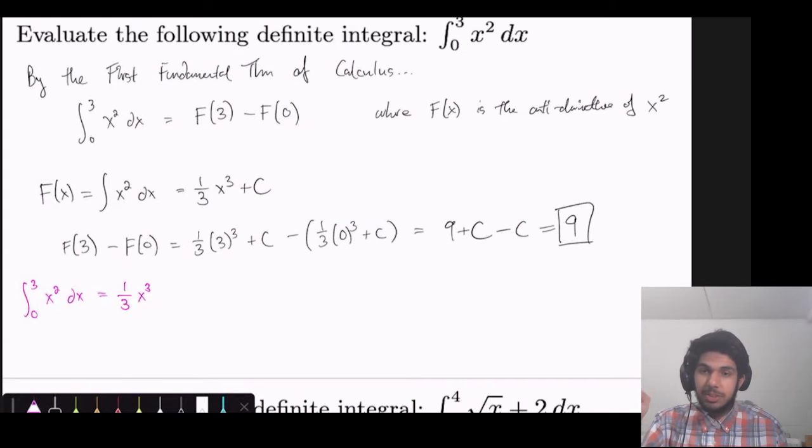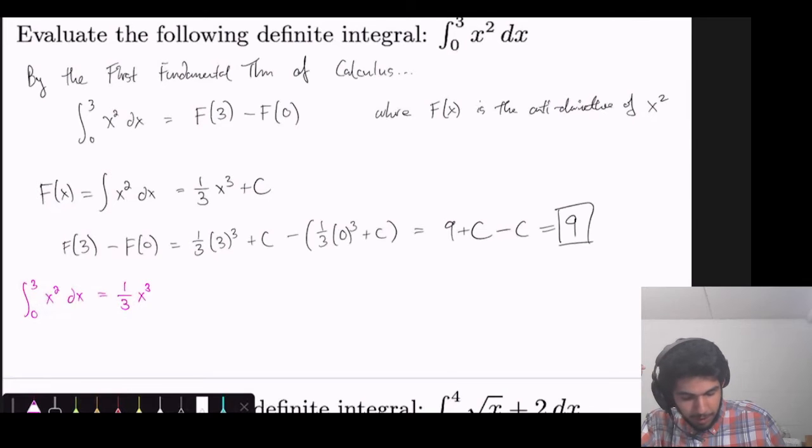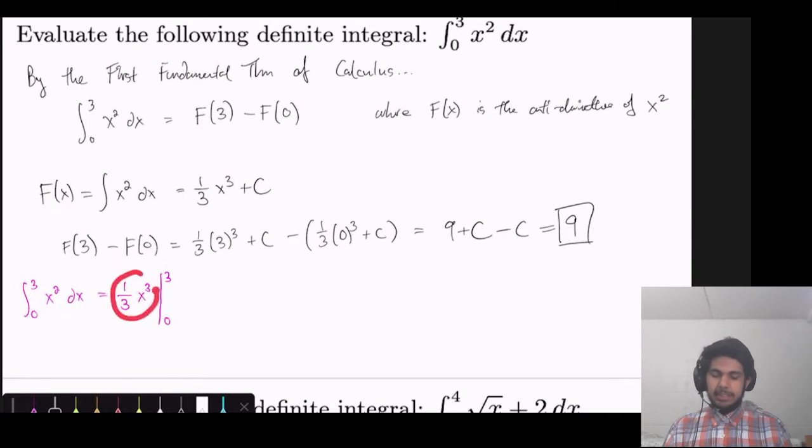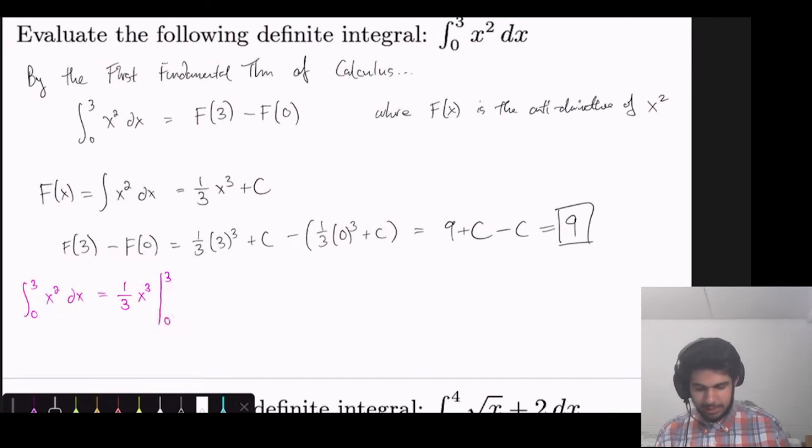And then we reintroduce the limits, and the way we do this notationally is we draw a bar like this, and we draw the top limit at the top and then the bottom limit at the bottom. So we're saying the integral from 0 to 3 of x squared dx is 1/3 x cubed, bar 3, 0. Now this, we can't leave our answer like this, we still have to evaluate it. But basically what this is saying is that this is our antiderivative. We're going to plug this into here, and then we're going to plug this into here and take their difference.